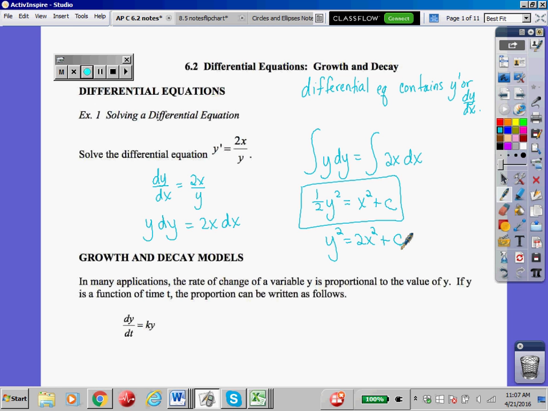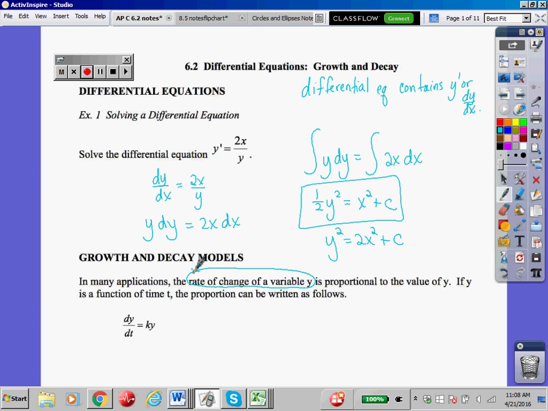All right, growth and decay models. It says in many applications, the rate of change of a variable y is proportional to the value of y. Okay, let's stop and let's really pick this apart. The rate of change, and we had trouble with this on the test, that extra credit. And so I want to make sure now that we're really, really clear. It says the rate of change of a variable y is dy, and they're doing this with respect to time, so it's dy dt is proportional to the value of y. So this equals k times y.